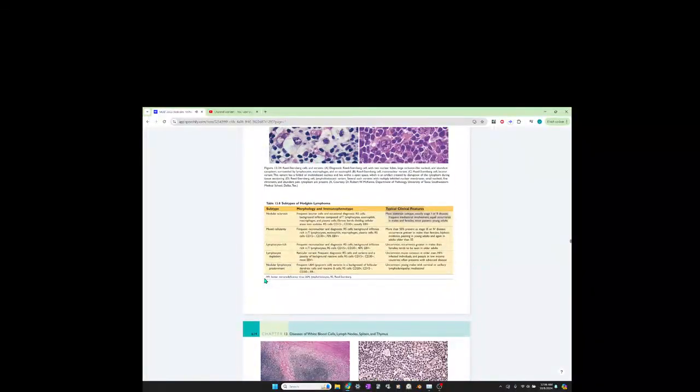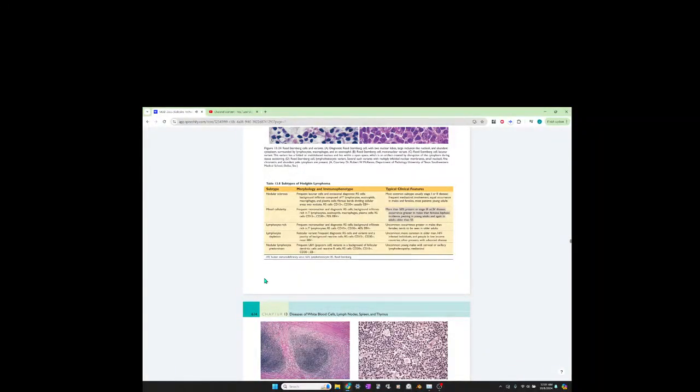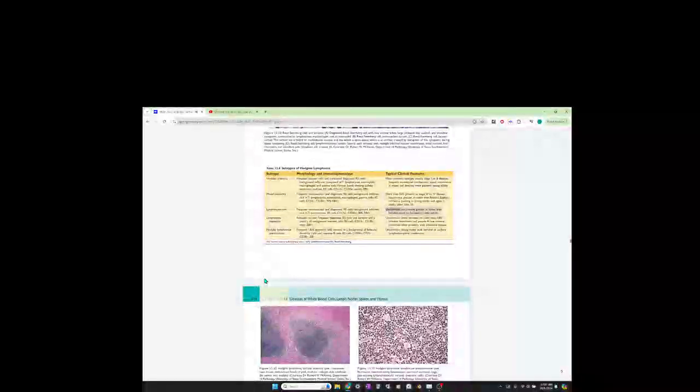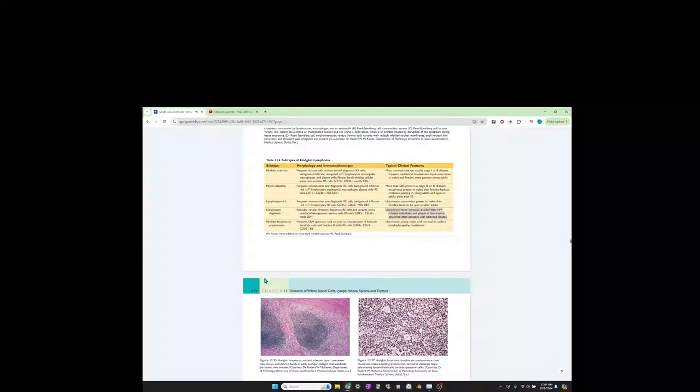Typical clinical features: most common subtype, usually stage I or II disease, frequent mediastinal involvement, equal occurrence in males and females, most patients young adults. More than 50% present as stage III or IV disease. Occurrence greater in males than females. Biphasic incidence, peaking in young adults and again in adults older than 55. Uncommon. Occurrence greater in males than females. Tends to be seen in older adults. Uncommon, more common in older men, HIV-infected individuals, and people in low-income countries. Often presents with advanced disease.